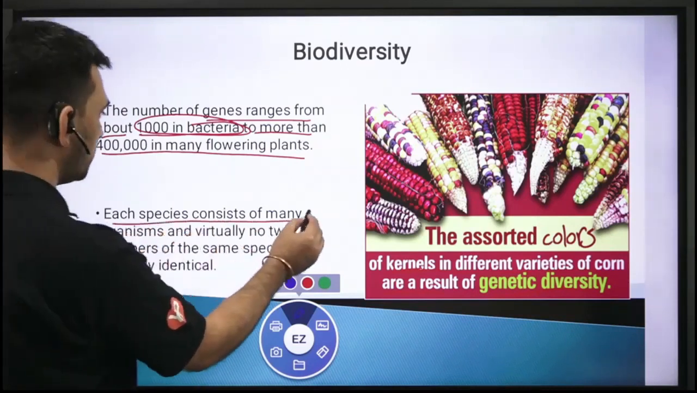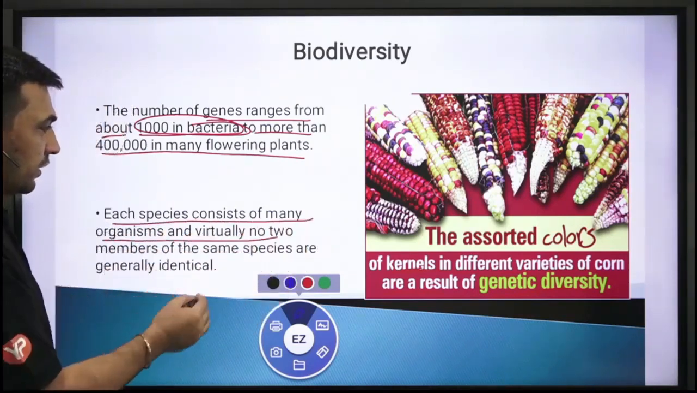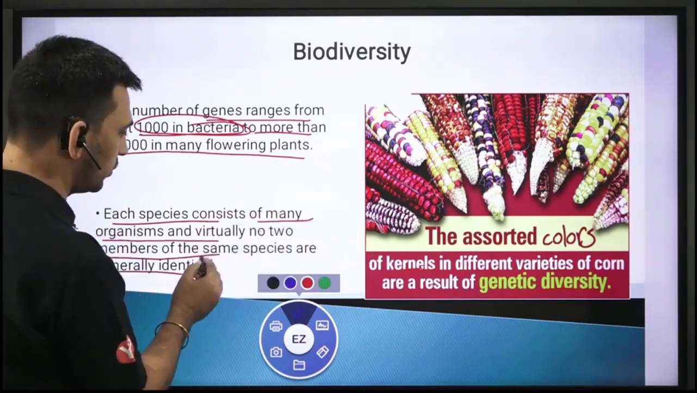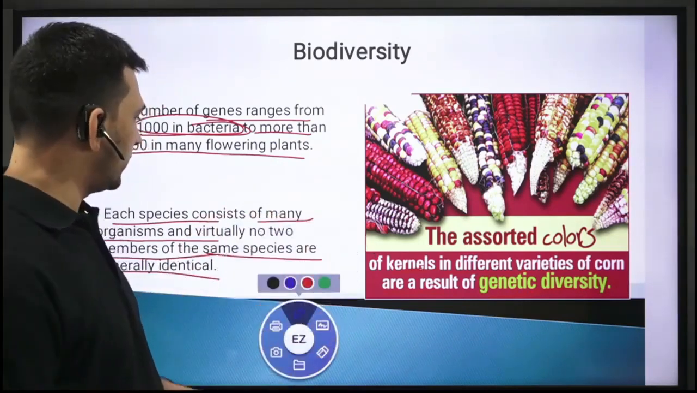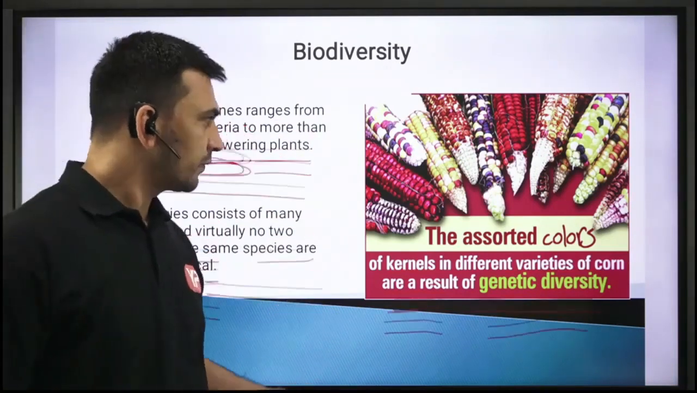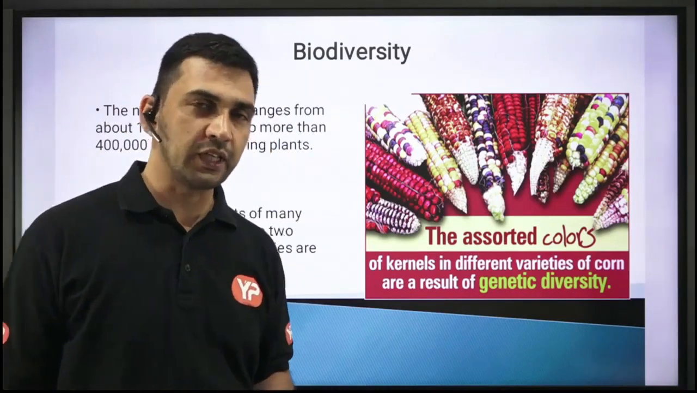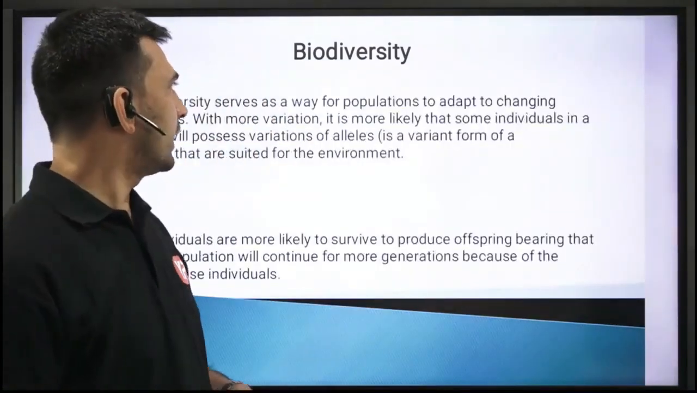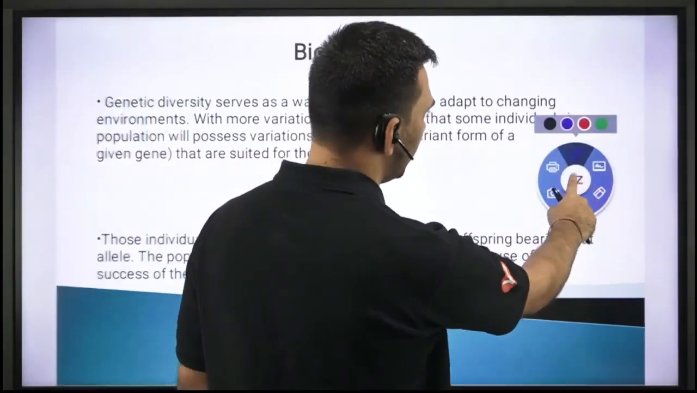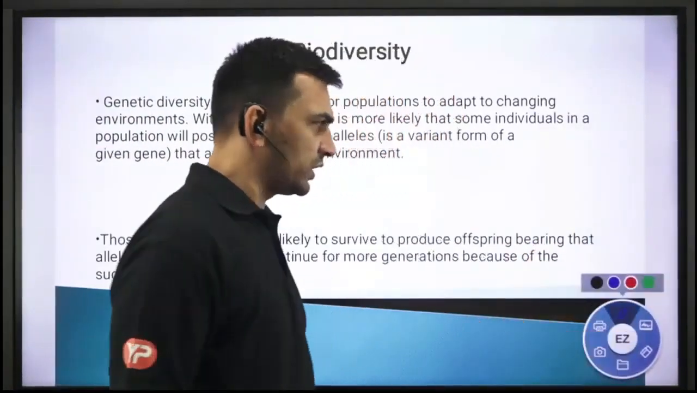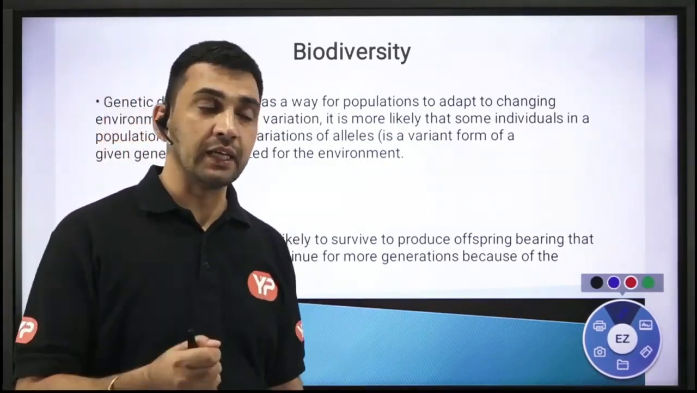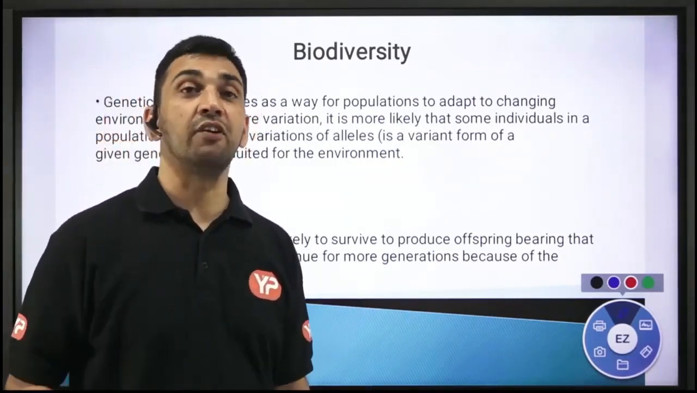Each species consists of organisms, and virtually no two members of the same species are genetically identical. And why are two members of the same species not identical? That is because of the different genetic material that you are going to have, right? And having different genetic material within the same population, the same species, has benefits. You are going to have the advantage, right?